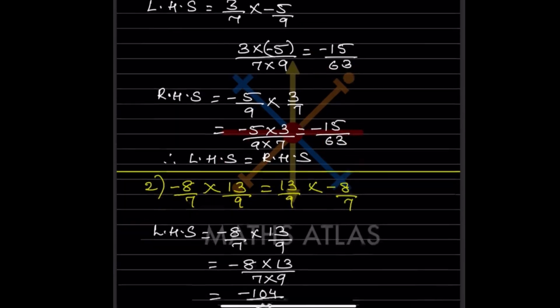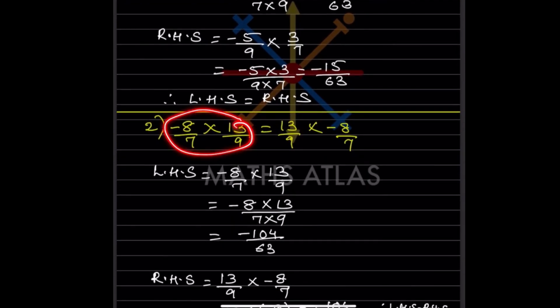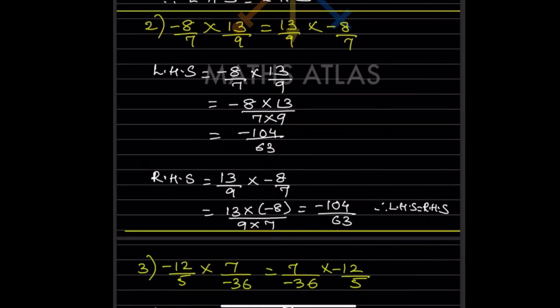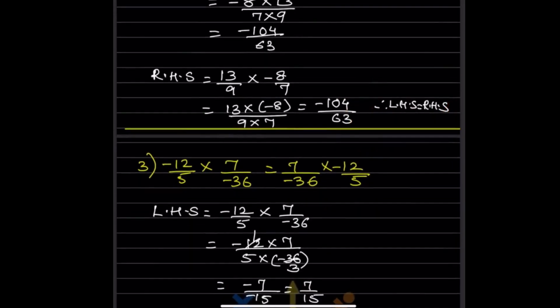So it is verified. Again here, you are going to take this, so that will be divided by 7 9s are 63. That will be 13 8s are 104, so minus 104 by 63. Then take the RHS. Again, you multiply and you get minus 104 by 63. So both of them are the same, so we can say LHS is equal to RHS.